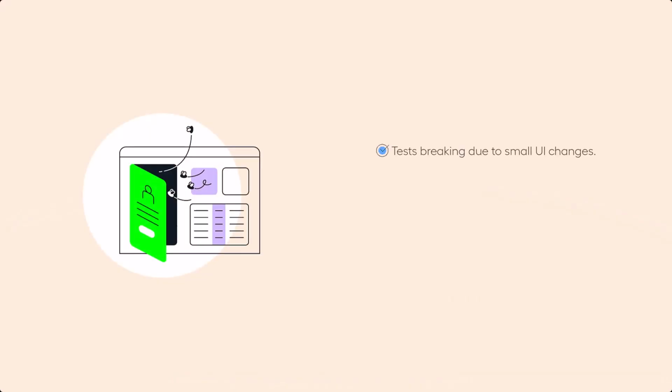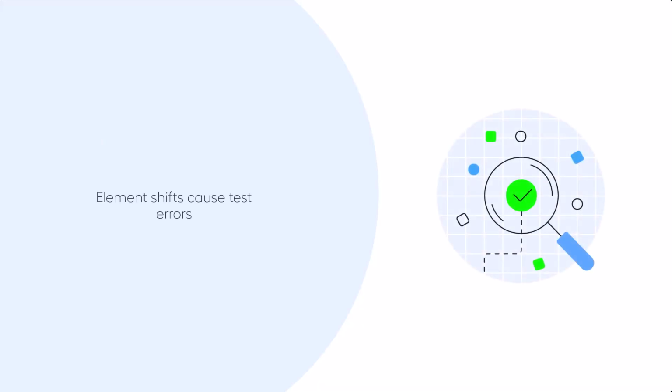Have you faced challenges automating tests on complex web applications? Things like tests breaking due to small UI changes, struggling to locate elements in massive tables, or slow test execution caused by deeply nested structures? It's a common challenge, and it often comes down to using inefficient locator strategies, relying too heavily on static element attributes, or not adapting to dynamic content changes.